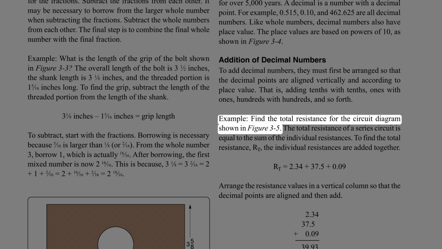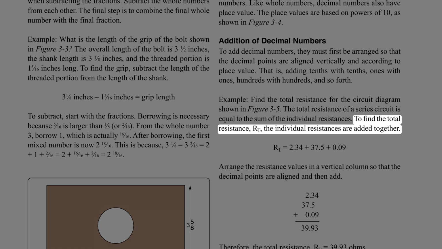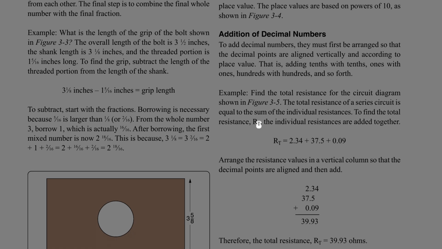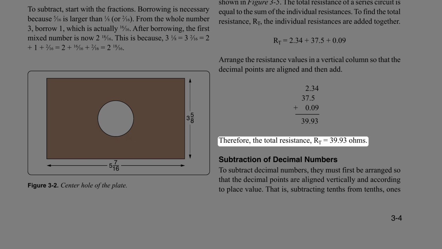Example: find the total resistance for the circuit diagram shown in figure 3 to 5. The total resistance of a series circuit is equal to the sum of the individual resistances. To find the total resistance, R_T, the individual resistances are added together. Arrange the resistance values in a vertical column so that the decimal points are aligned and then add. Therefore, the total resistance, R_T, equals 39.93 ohms.